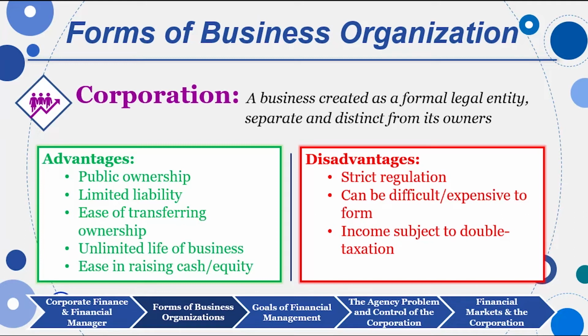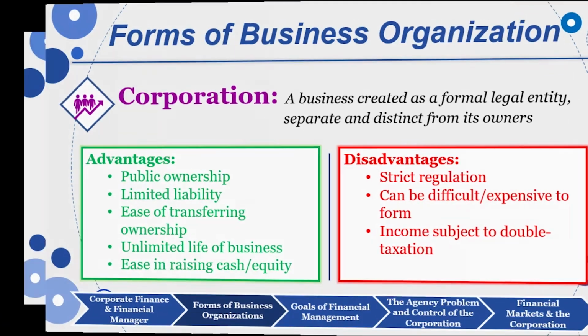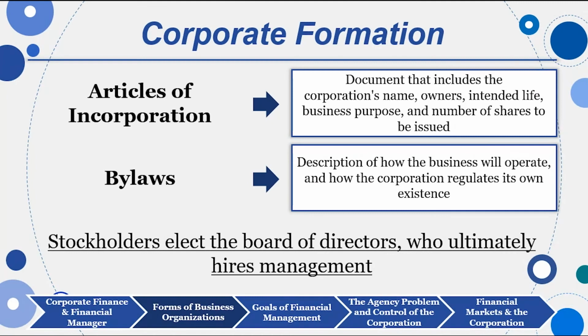The primary disadvantage of the corporation is the income that you make is subject to double taxation. You're taxed once on your profit before taxes, and you're taxed a second time if you pay dividends, or your stockholders are taxed a second time. So double taxation is the major disadvantage of the corporation, but it has many advantages.